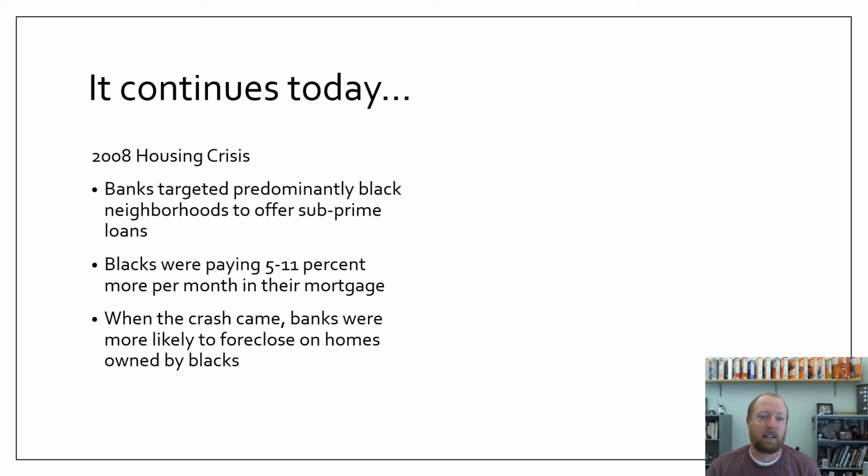And it continues today. In 2008, the housing crisis. This was the subprime housing crisis. Blacks were predominantly targeted to offer subprime loans. They focused on neighborhoods and other individuals. And when they did give blacks loans, they steered them into these subprime loans, even if they qualified for better interest rate loans. They also charged them additional fees. On average, blacks were paying 5 to 11% more per month in their mortgage. And so when the crash came, blacks were disproportionately foreclosed on in their homes.